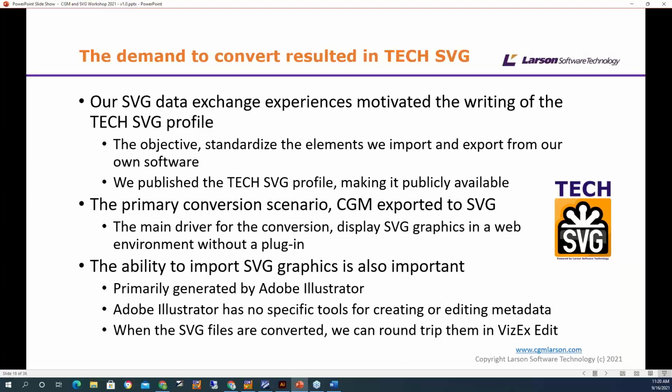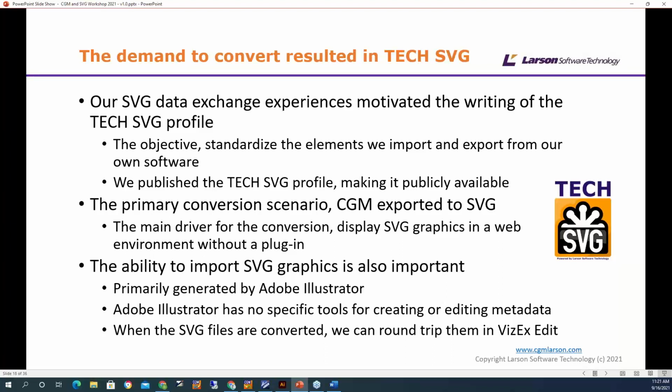And we were discussing internally why we actually did our own profile around SVG, which we're calling Tech SVG, which we've been doing for a couple of years now. What actually drove us to do it was the fact that we needed to standardize our own import and export from our software, say PhysXEdit or one of our converters, so we knew what was going out, so then we could easily bring it back in again. So really to round trip the file.